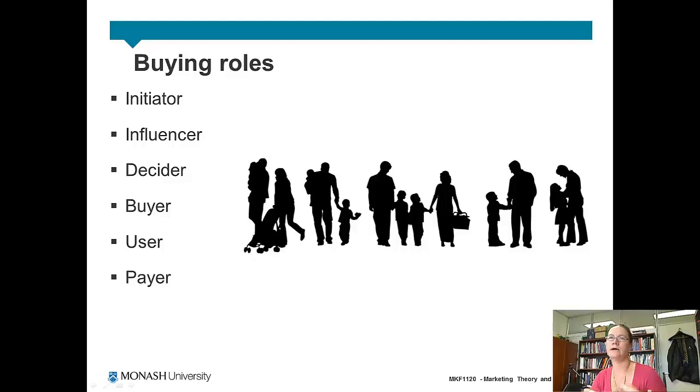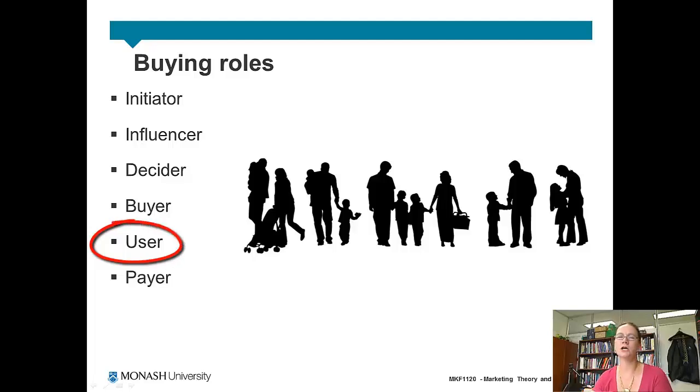What we see here are a list of different buying roles: initiator, influencer, decider, buyer, user, and payer. These are all the different types of roles that might be performed when something is bought. Now, these roles could be performed by one person, they could be performed by 6 different people, or any combination in between. Let's pick some simple ones to begin with. The payer, the person whose money is actually being spent. Now, that might not be the same person as the person who uses the product.